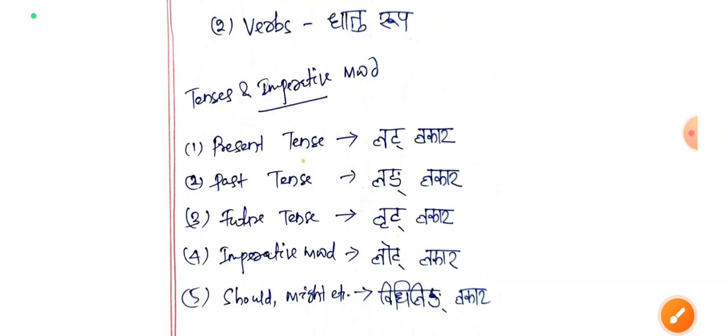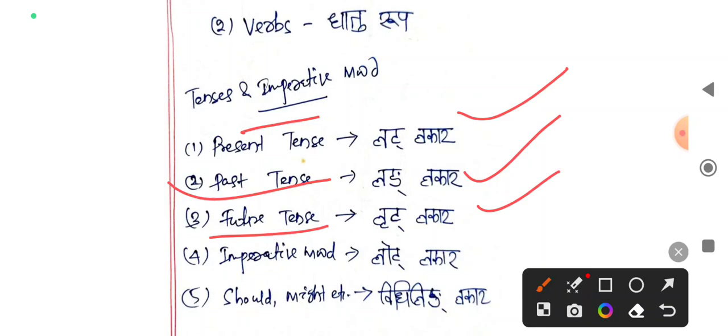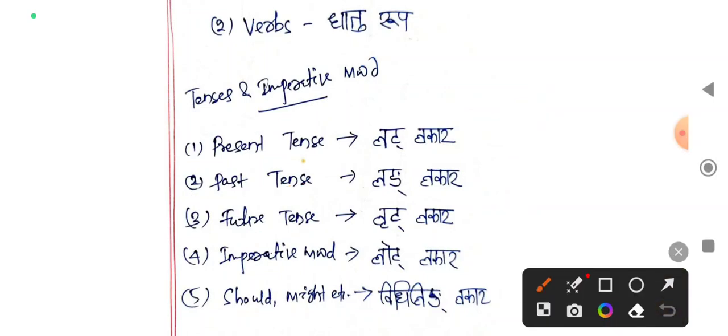In English, tenses are there. Similarly, the present tense in English, in Sanskrit it will be lat lakara. The past tense form of the verb in English, in Sanskrit it will be lang lakara. The future tense of a verb in English, in Sanskrit it will be lrut lakara. Imperative mode means you are giving some command, order, advice, request, or suggestion to a person. In Sanskrit it will be lot lakara. And we use modal auxiliary verbs in English like should, might, may, can, could. In Sanskrit it will be vidhilin lakara.